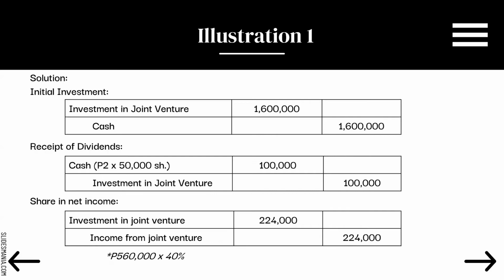And for the share in net income naman, kapag nagka-income si joint venture, meron kang increase sa investment in joint venture. So ang magiging entry natin dyan is debit to investment in joint venture and credit naman sa income from joint venture na 224,000, which is computed as 560,000 times 40%. Yung 40%, yun yung share ni Packet, and yung 560,000 naman, yun yung net income na given.